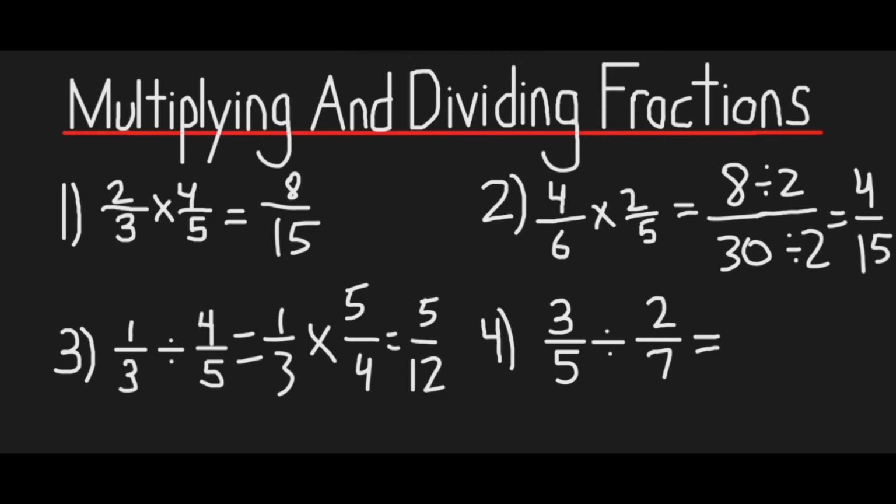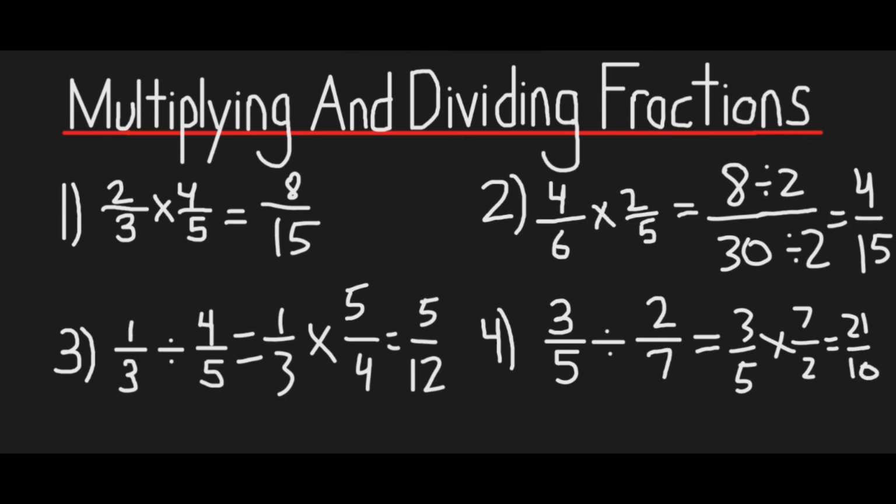Now problem number 4. We want to keep 3/5. We want to change that dividing sign into a multiplication sign, and we want to flip 2/7 into 7/2. This gives us 3 times 7 is 21, and 5 times 2 is 10.